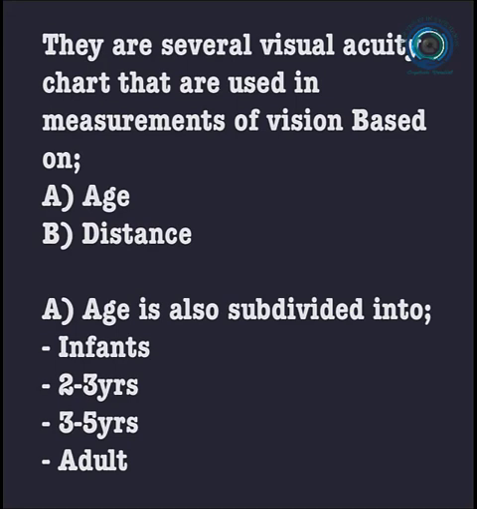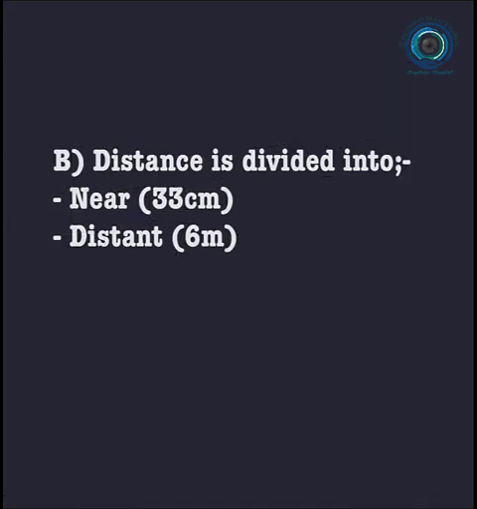Visual acuity chart. There are several visual acuity charts used in the measurement of vision based on age and distance. The measurement of visual acuity based on age is subdivided into infant, 2 to 3 years, 3 to 5 years, and adult. Distance is subdivided into near and distance. For near we use 33 centimeters, while for distance we use 6 meters.